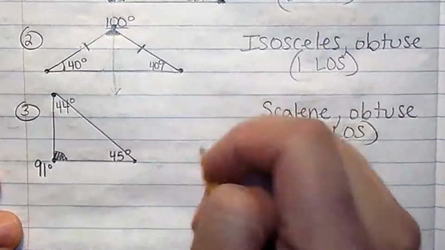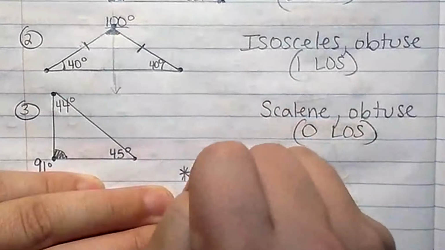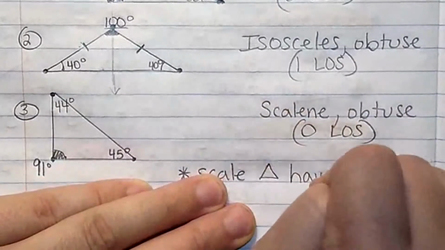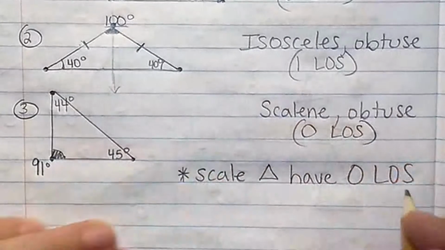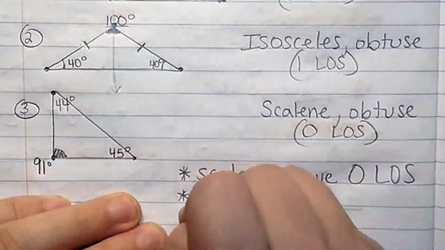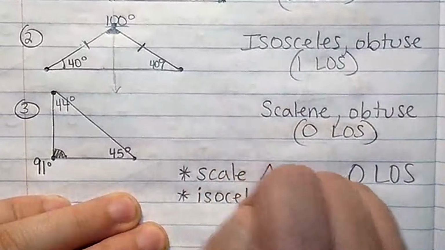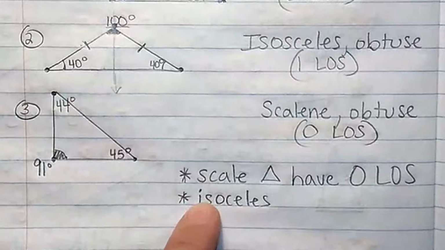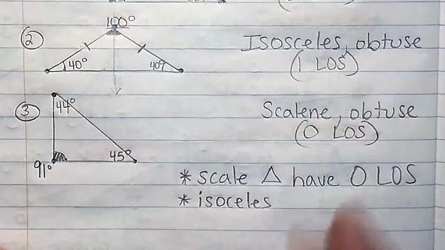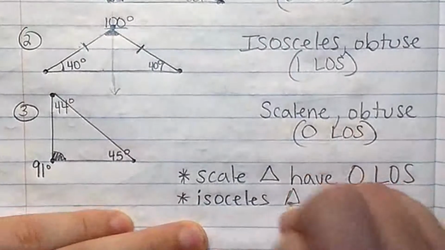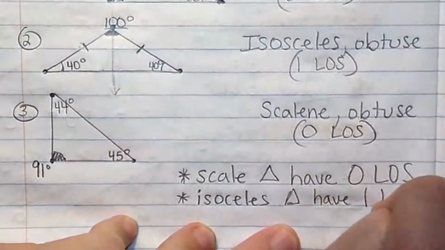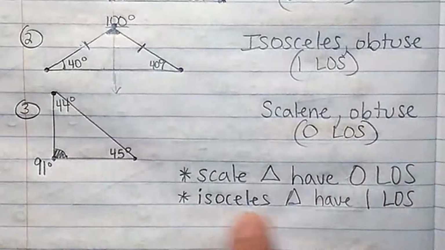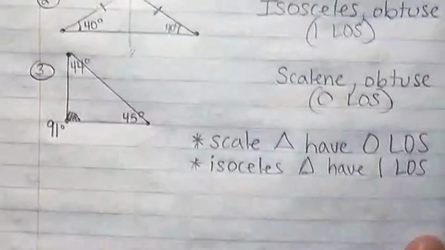Every time, so this is a good rule, we can write it right here since I have a little bit of space. Scalene triangles have no line of symmetry. Isosceles triangles, two eyes, two sides, two eyes, two sides. Isosceles, two eyes. Isosceles triangles have one. That's a good one to remember and one common mistake fourth graders make, so be careful with it. Isosceles triangles have one line of symmetry.